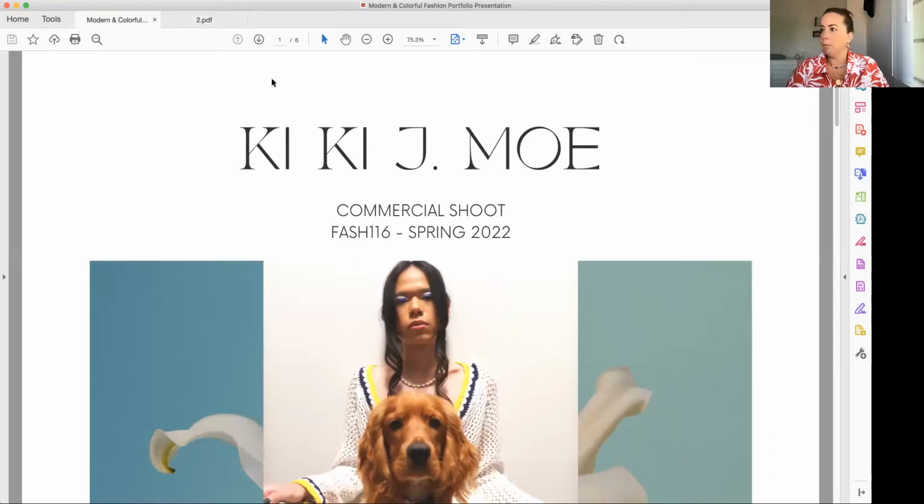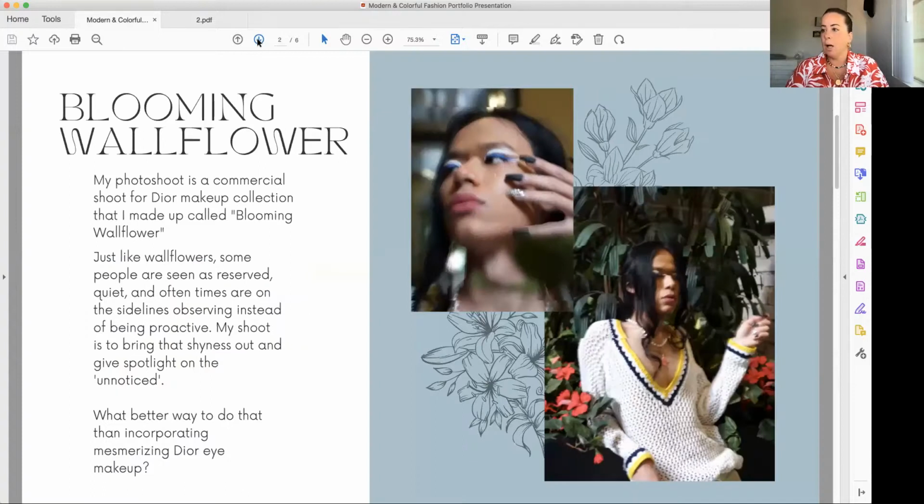Keeping in mind that obviously there are certain things that differ from assignment to assignment, for the most part I just want to show you the images rather than the layout. Again, Blooming Wallflower: naming your photo shoot, and also telling us whether it's a commercial shoot or an editorial. This is a commercial shoot for Dior makeup. So it's called Blooming Wallflower.